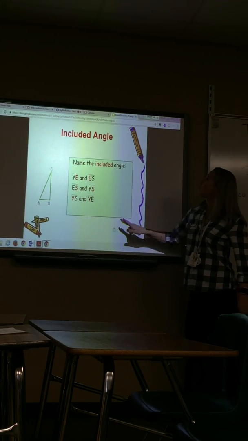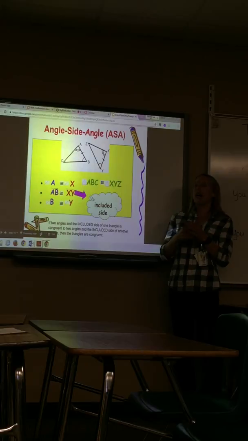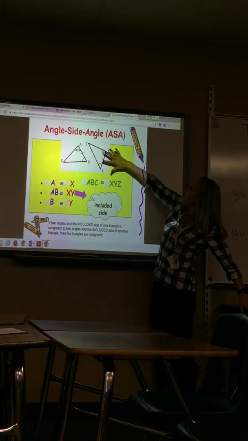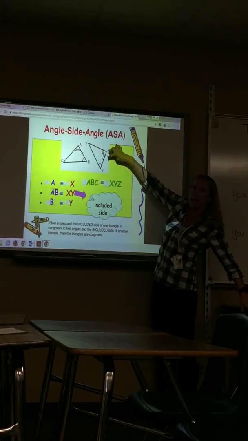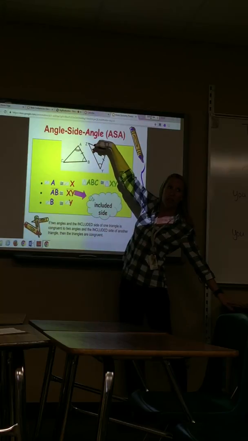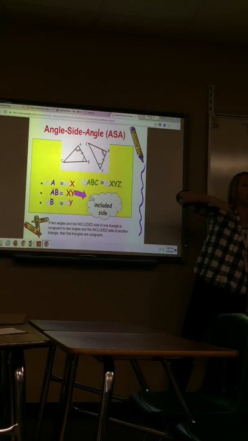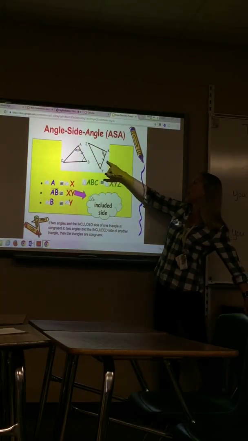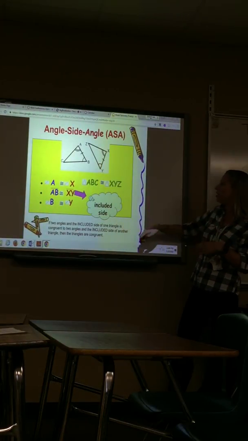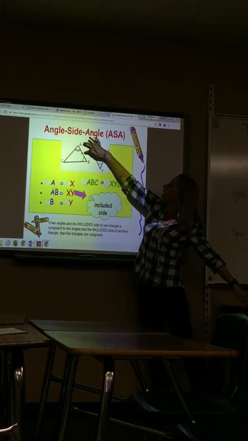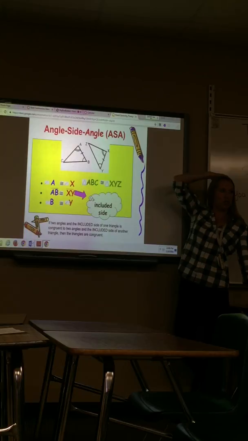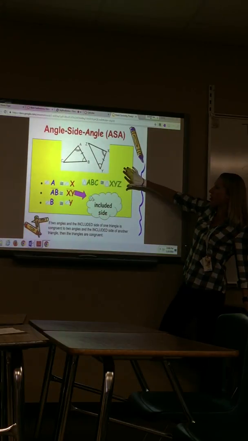All right, you can also prove triangles congruent by angle, side, angle. I have 2 angles, and then the side is in between the 2 angles. Do you see how the side is marked in between the 2 angles? We're also going to have another way called angle, angle, side, where the side would not be in between, so you have to make sure you can tell if the side is in between or not. If 2 angles and the included side equal 2 angles and the included side, you can say the triangles are congruent by angle, side, angle.